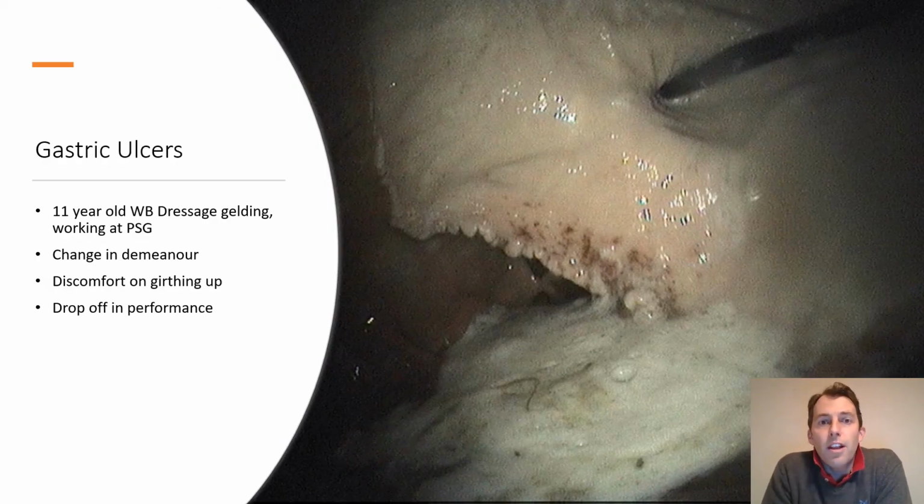Moving away from the musculoskeletal system, here we have an example of some gastric ulceration. This was within an 11-year-old warmblood dressage gelding who was working at PSG level, and he had shown a change in demeanour. He'd become difficult to girth up, he'd occasionally attempt to bite or lift a leg when he was having rugs put on, and he'd had a marked drop off in performance. So that led us to an initial examination.